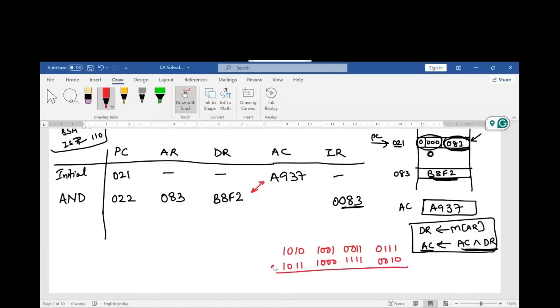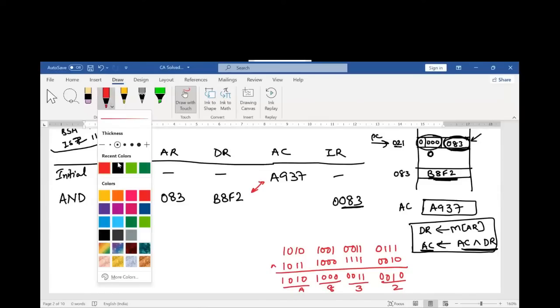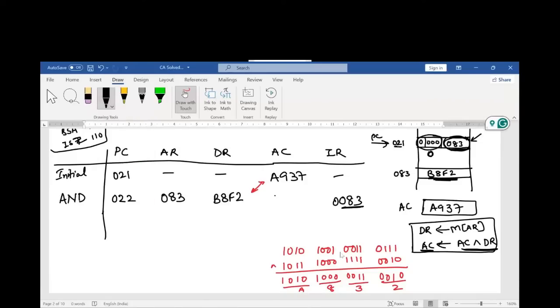Now let us perform the AND operation between these two. 1000, 1000, 0011, 0010. Okay, so let us write its hexadecimal value. This is A832. So what would be the value of my accumulator after completion of the AND instruction? It would be A832. IR we have already written. During the fetch phase itself, we'll be getting its value. Okay, so fine. So that was AND.